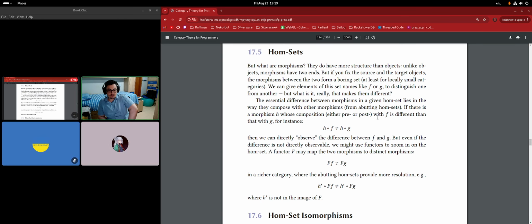But even if the difference is not directly observable, we might use functors to zoom in on the hom set. The functor F may map the two morphisms to distinct morphisms.